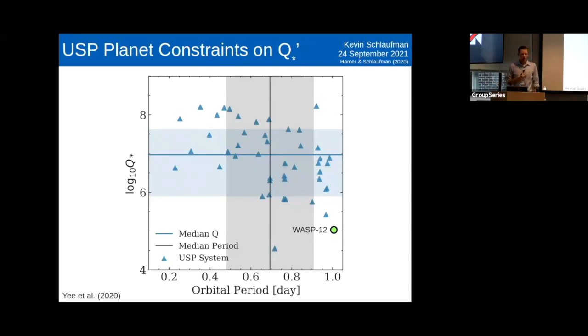Jacob and I are working on several other things related to using this same technique to study tidal evolution in short period planetary systems. I don't have time to go into them. Jacob hasn't submitted those papers yet, but I'm happy to tell you about our preliminary results for those things offline at the reception afterwards.